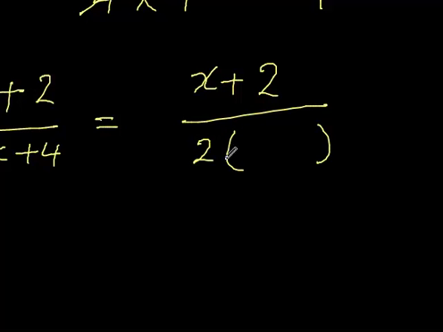Take 2 out of the bracket, and that will leave me with x plus 2. Whenever you have a common factor, you have to divide all terms by that. So if I divide 2x by 2, I'm left with x. If I divide 4 by 2, I'm left with 2. Now I can see that x plus 2 here and x plus 2 here is a common factor, so I can cancel them out, which leaves me 1 at the top and 2 at the bottom. So my answer is a half for this question.